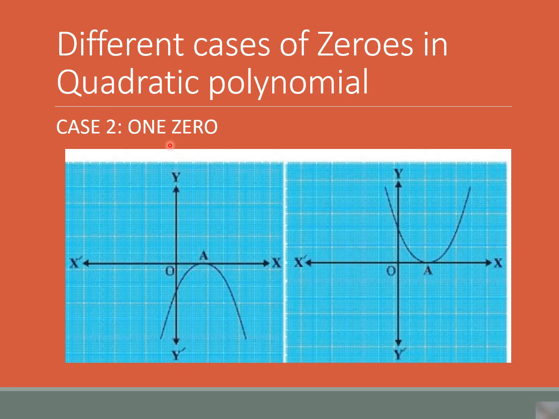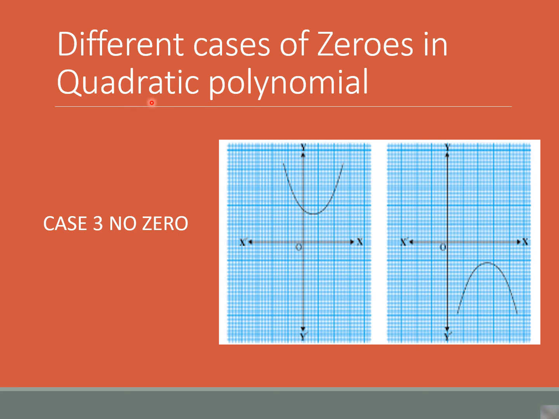Now the next case is where only one zero is there. What is the meaning? That the graph is intersecting the x-axis at one particular point, which is shown here as A, for opening downward as well as for opening upward. Now this is the case of no zero. No zero means, as you can see in this graph, the graph is not intersecting the x-axis at all. It is either above the x-axis or below the x-axis, but not intersecting the x-axis at all.